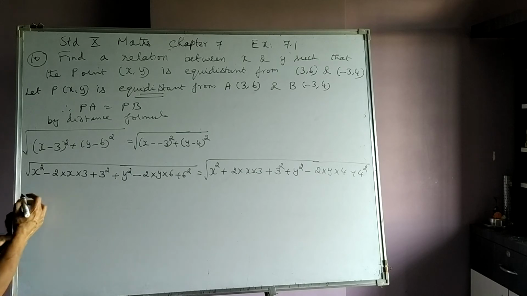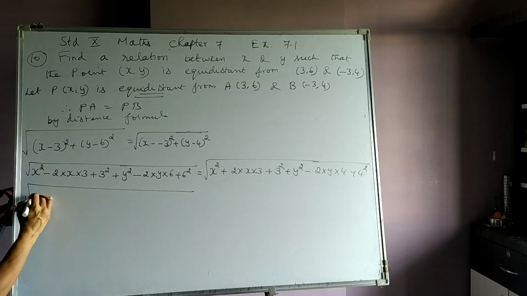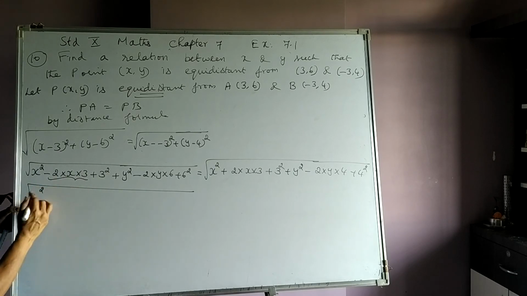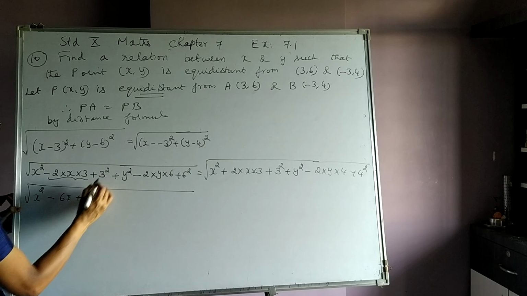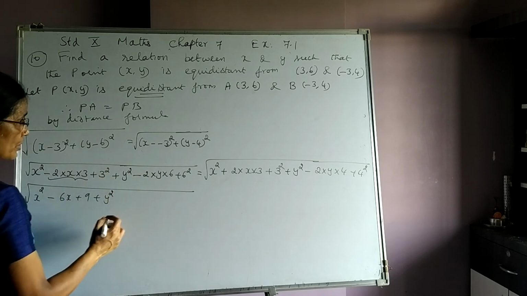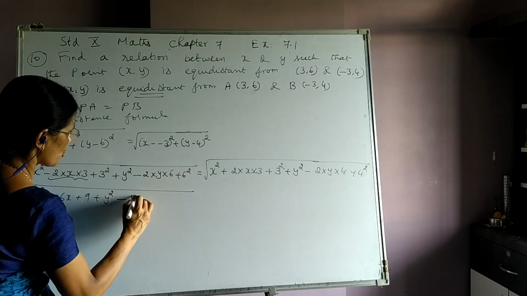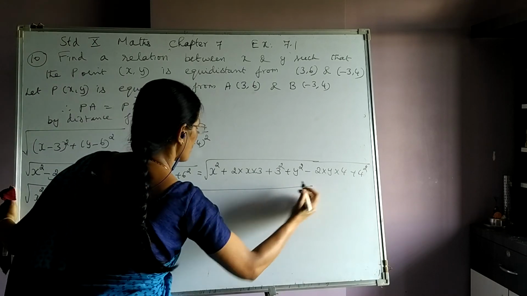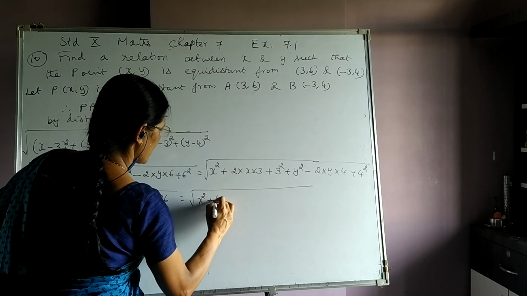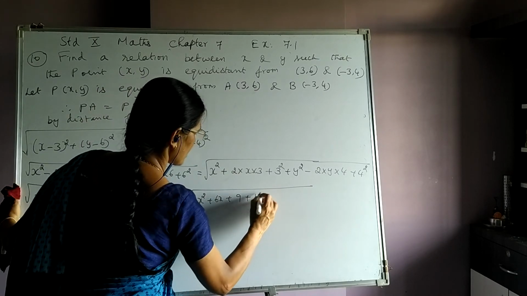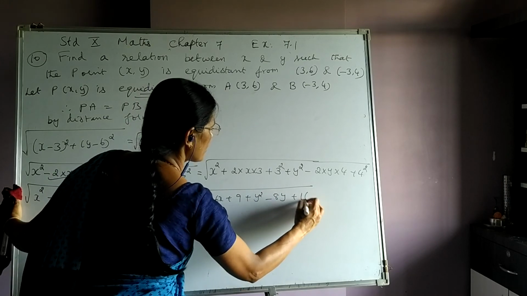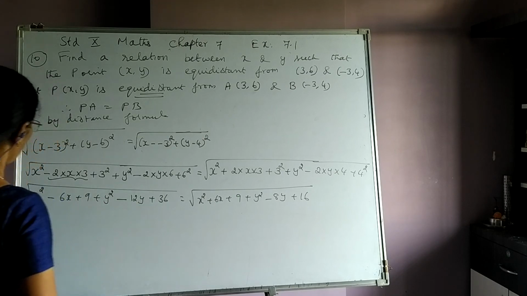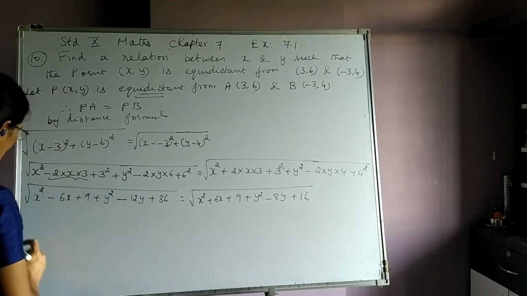Now we are going to simplify. The next step is x square. I multiply this, I'll get here 6x plus 9 plus y square minus 12y plus 36, which is equal to root of x square plus 6x plus 9 plus y square minus 8y plus 16. You can see both the expressions are under the root. Therefore, we are going to remove the root on both sides.